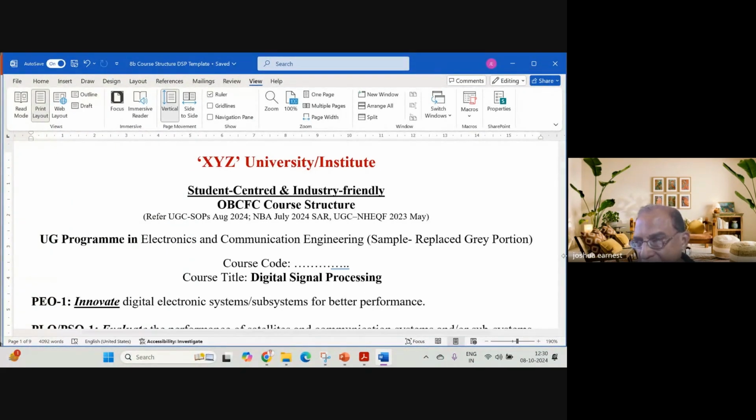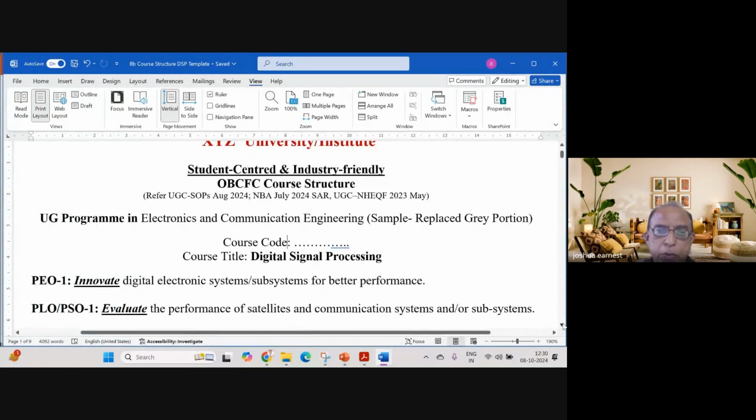Similarly, you are having PSO or PLO. Evaluate the performance. This is for electronics. For PSO 1, it is evaluate the performance of satellites and communication systems and or subsystems. Okay, they have taken that.